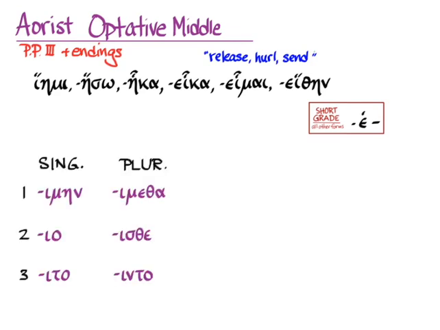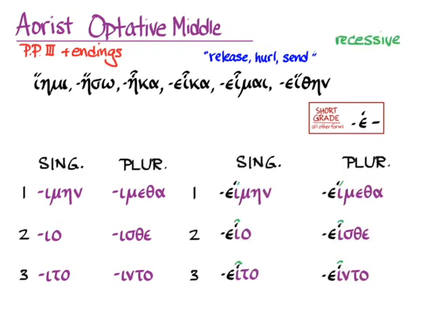So here we have the athematic optative endings, and we're going to get heimen, heia, heita, heimetha, heisthe, heinto. We're almost done with the optative, but I need to tell you that the aorist optative middle of ἵημι has some alternate forms where it uses the thematic optative endings, and that rough breathing epsilon is contracted into those thematic endings. So you might see in compound verbs the forms hoito, hoimetha, hoisthe, and hointo. So just be aware that those are out there.